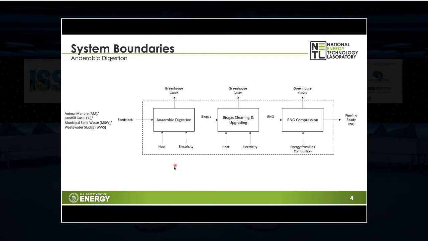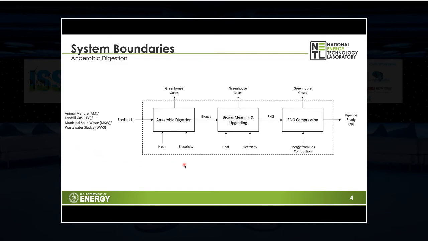First, let's look at the boundary for anaerobic digestion pathway. This boundary starts with the AD unit and does not include feedstock transportation, because literature suggested that AD units are generally co-located with the source of the feedstock. The feedstocks evaluated here are animal manure, collected landfill gas, US average mix of municipal solid waste, and wastewater sludge.